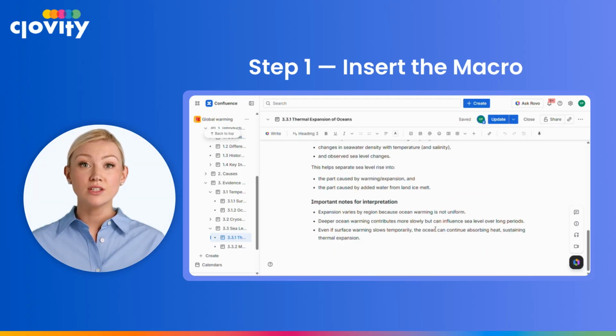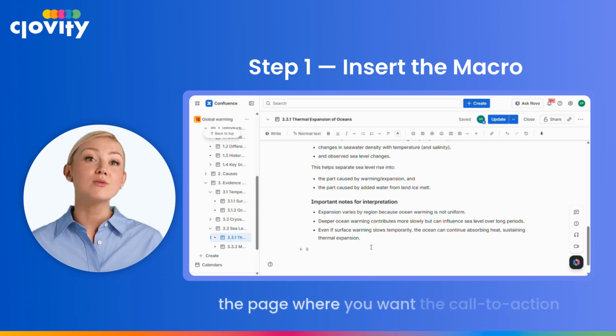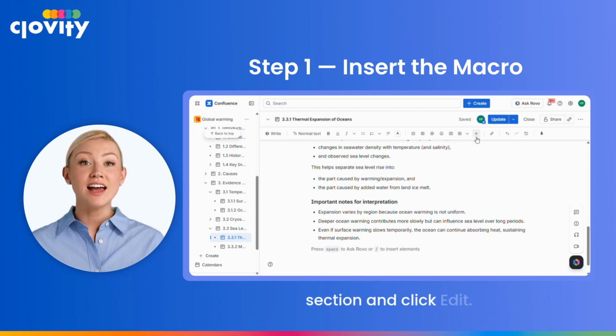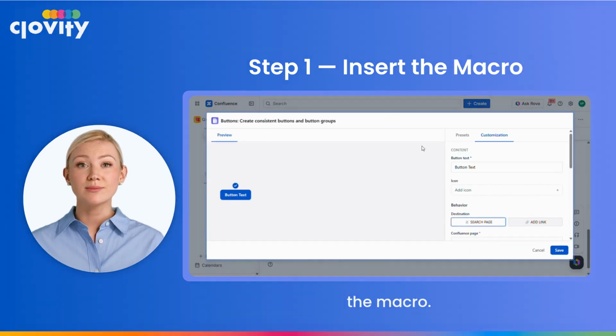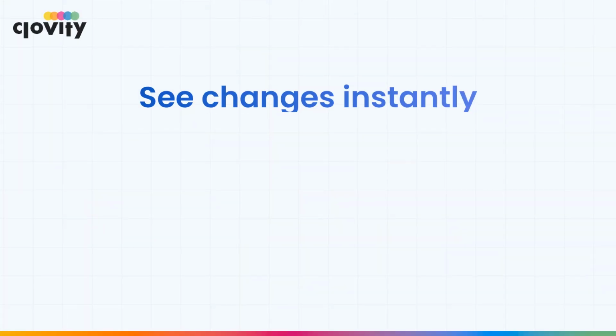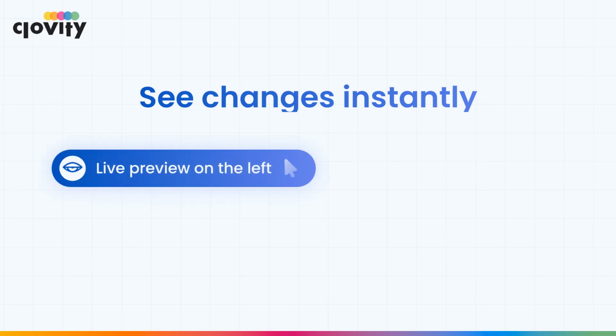Step 1. Insert the macro. Open the page where you want the call to action section and click Edit. Click Insert plus Search buttons and insert the macro. When the editor opens, you'll see a live preview on the left and your settings on the right.